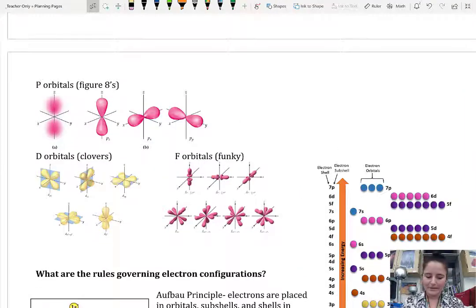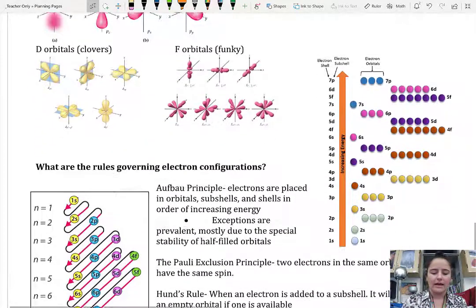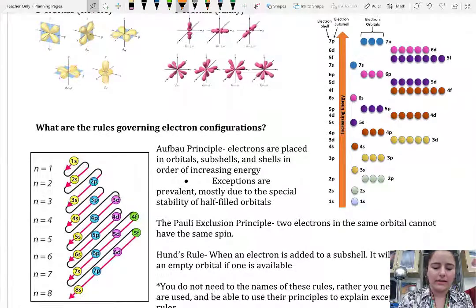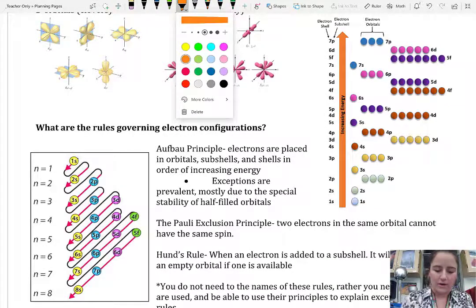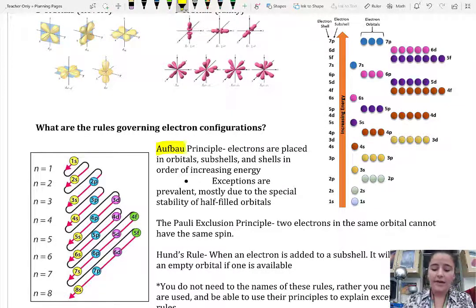Okay, p orbitals are the dumbbells, d orbitals are the clovers, and f orbitals are just really funky. Okay, now what are some of the rules discovered about how these electrons are organized? Okay, the first main one is called the Aufbau principle. And the Aufbau principle says that electrons are placed in orbitals, subshells, and shells in order of increasing energy. You can see that represented in this graph here.